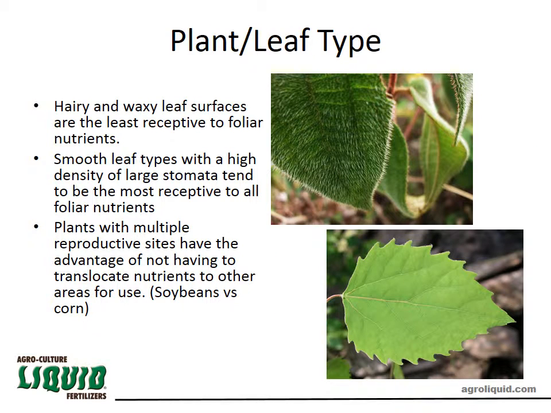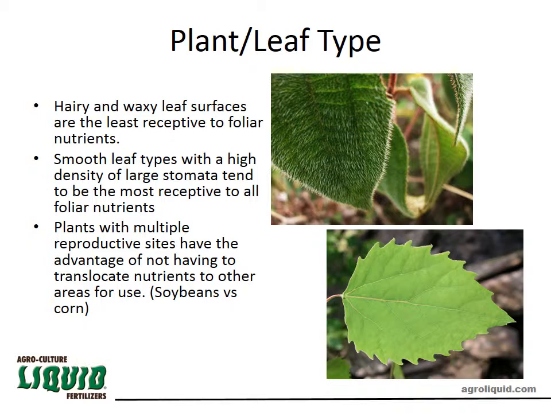So another consideration for a successful foliar application is looking into your plant and leaf types and structures. Hairy and waxy leaf surfaces tend to be the least receptive to foliar nutrients, as can be expected. Smooth leaf types that don't have a whole lot of hairs allow that product to contact the surface of the leaf and be absorbed through the tissue. Also, plants that have a high density of large stomates tend to be the most receptive to foliar nutrition because they have the most pores.